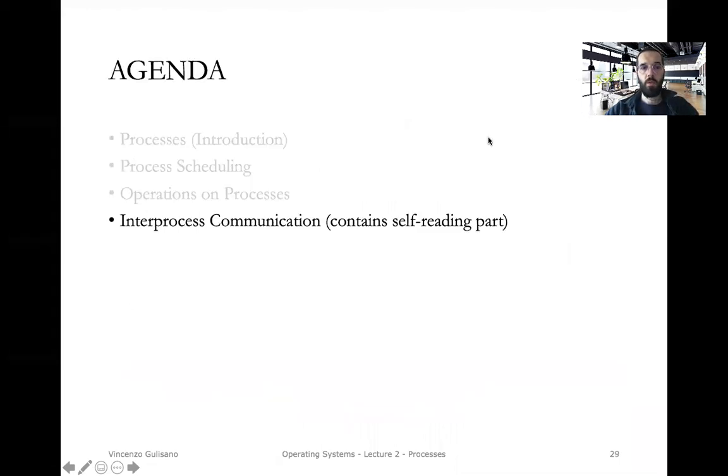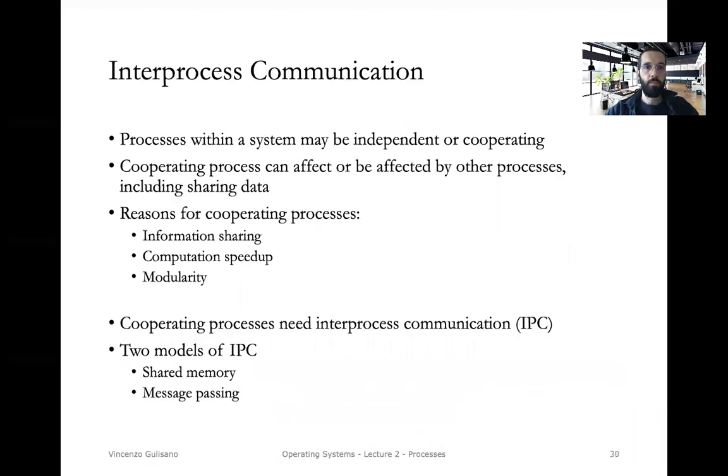Let's move now to inter-process communication. The example I made with Google Chrome is just one of many examples you can make about why processes need to communicate between them. In Google Chrome, you have tabs. Each tab is a process, but you have dedicated processes, for instance, to render the HTML text of each page. And in that case, the renderer and each tab will need to communicate.